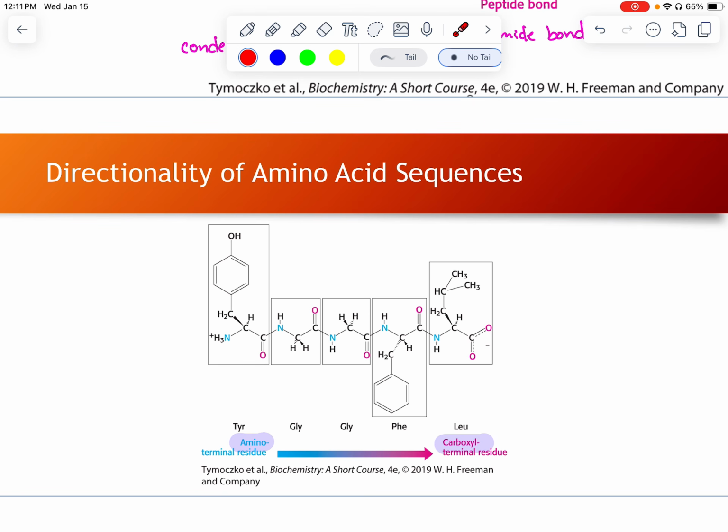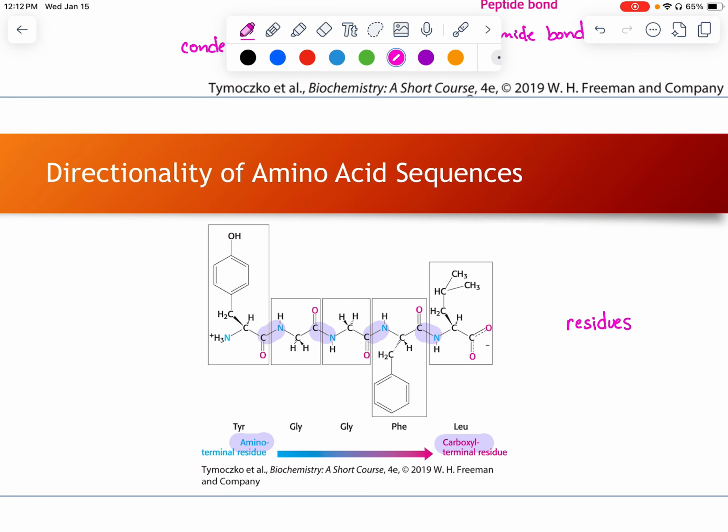If we look at this, we can see each of our peptide bonds. Here's a peptide bond, there's a peptide bond, there's a peptide bond, there's a peptide bond. When we refer to amino acids that are already bound in the sequence, we call them residues. So amino acid residues, it's kind of the residue that's left after the water splits off.